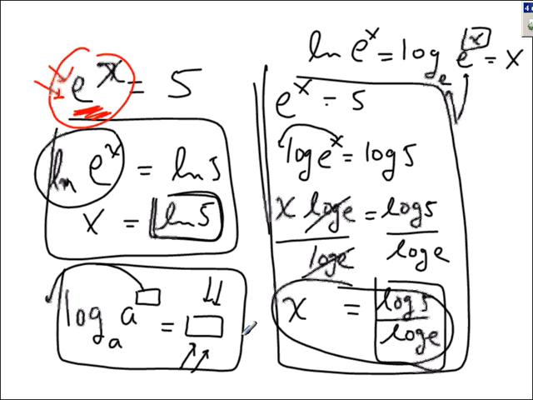Use ln. When the base is 10, use log. When the base is something else, well then, you can either use log or ln. But you won't have one of the logs vanish. Like log 10 vanishes to 1. ln of e vanishes to 1.